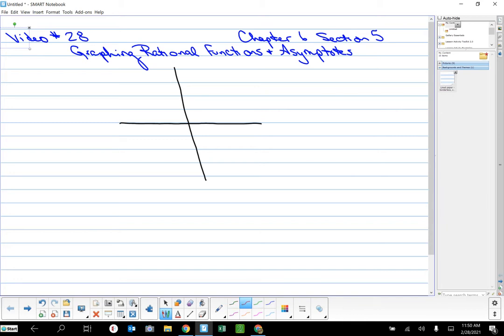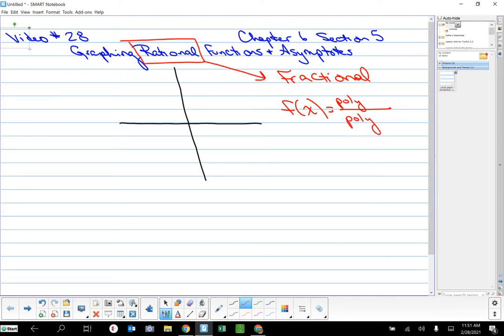First off, rational function. We solved these earlier. Rational means fractional. So you're going to have some fractional function where you're going to have f of x equals some polynomial over a polynomial. And when that happens, you have asymptotes, where these functions often look like curved lines somewhere on the graph. And then there's these asymptotes.